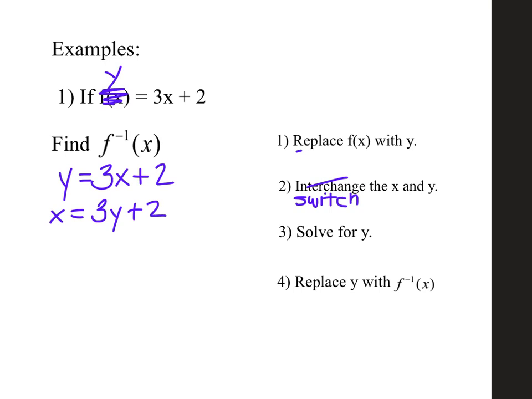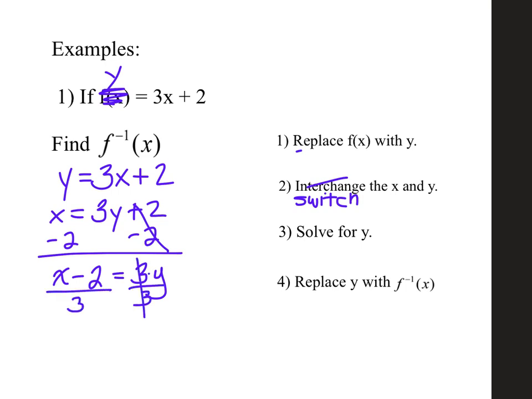This is just a regular literal equation like we did before, and it's pretty much the same pattern every time. Since we add 2, we subtract 2. We can't subtract these 2, so it stays x minus 2. Then this is 3 times y, so I divide the whole thing by 3. Then I replace y with the inverse notation. I'm going to switch sides. This is an equation, so I am allowed to do that.